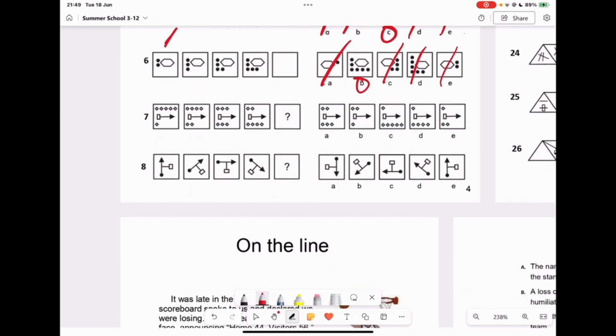Then for question 7, we can see that there are 5 diamonds at the top, and there's gradually 1 diamond moving to the bottom in each shape. So we can expect 5 diamonds at the bottom with 1 at the top. So the answer is C. Next, we can see that in question 8, the shape is rotating 45 degrees clockwise each time. So the answer will be A.